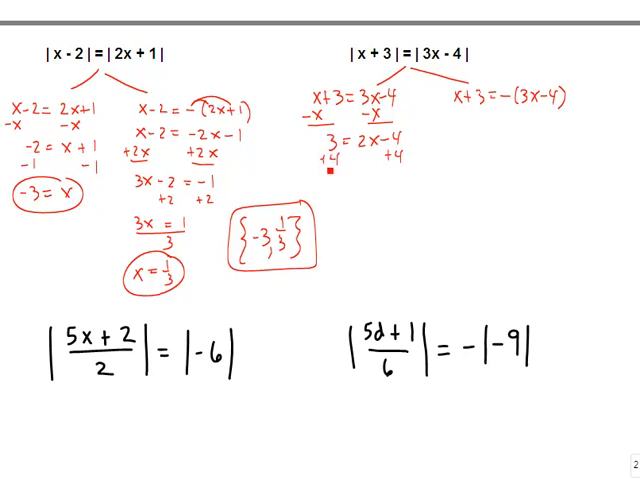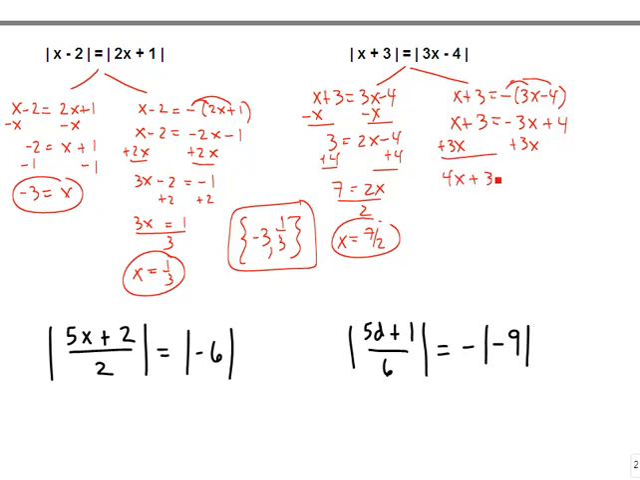Add 4 to both sides, so we get 7 equals 2x. Divide by 2, and one solution is 7/2. For the second case, distribute your negative across first, so x plus 3 equals negative 3x plus 4. Add 3x to both sides, so 4x plus 3 equals 4. If I subtract 3, we get 4x equals 1, and if I divide by 4, I get x equals 1/4. So my two solutions are 1/4 and 7/2.